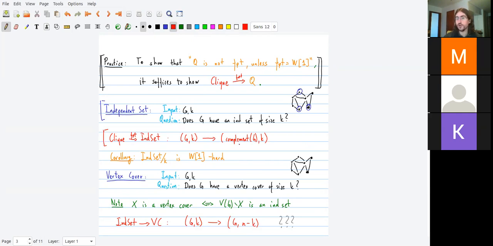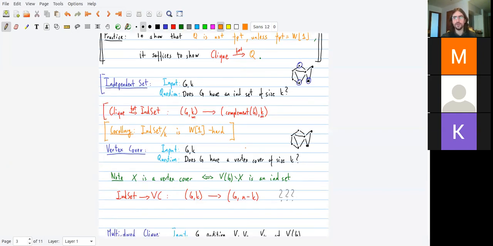Namely, if I have a graph, I could just complement the graph and keep the parameter the same, because a graph has a clique of size k if and only if its complement has an independent set of size k. So observe that this is an FPT reduction. It works in polynomial time, in particular in FPT time. The reduction is faithful, this is the equivalence that I just stated. And thirdly, the parameter is preserved. The output parameter k is bounded by a function of the input parameter, which is the identity function. So this is an FPT reduction from clique to the independent set problem. As a corollary, we get that the independent set problem parameterized by the target budget k is W[1]-hard. So this is another problem that probably is not FPT.